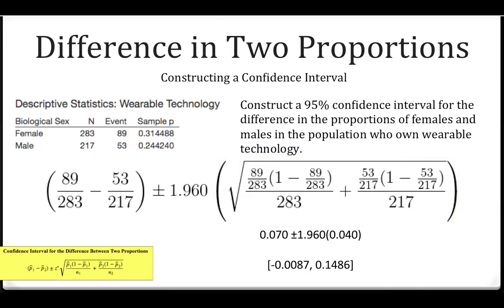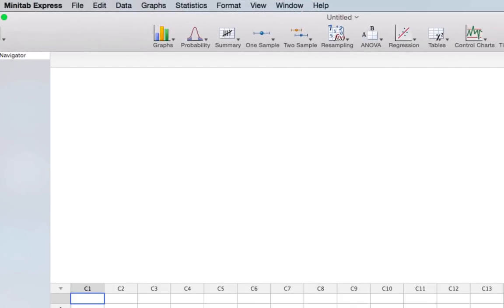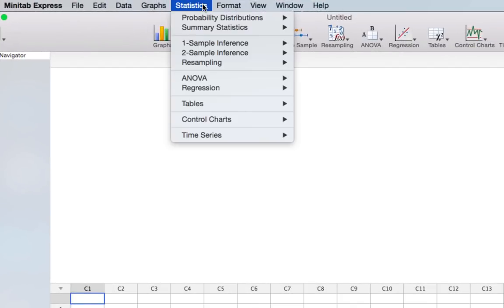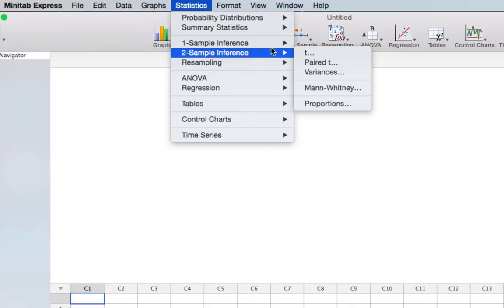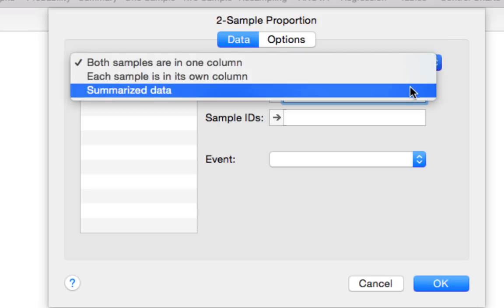Now I'm going to take you to Minitab Express to show you how this confidence interval could also be constructed there. We'll go to Statistics, to Sample Inference, Proportions. We're going to be entering in summarized data.